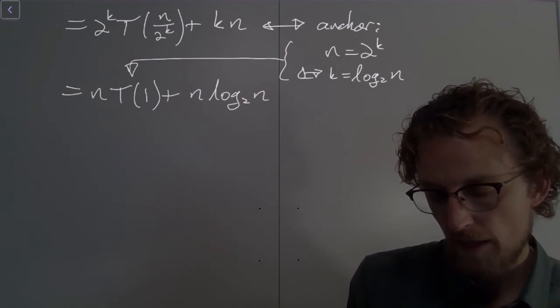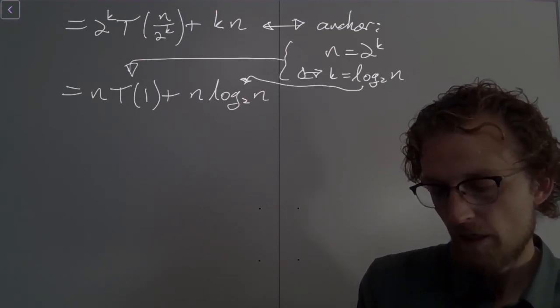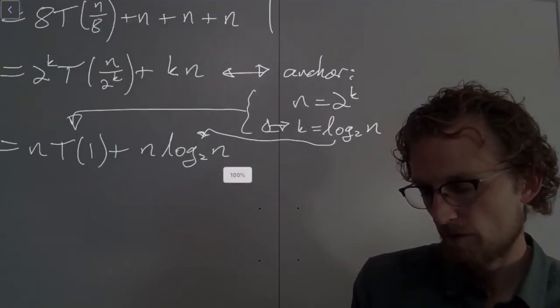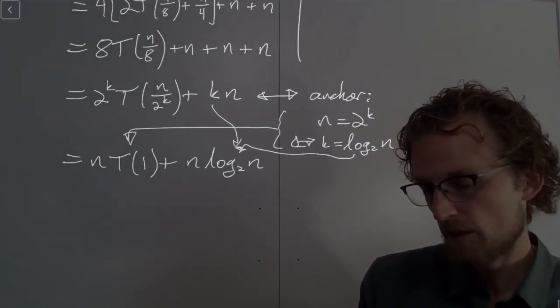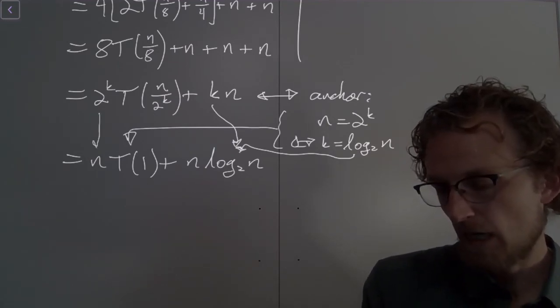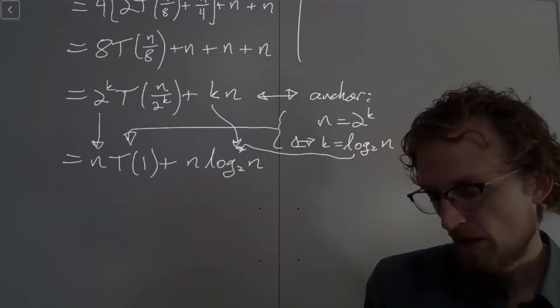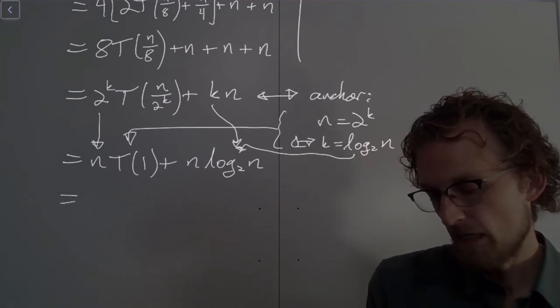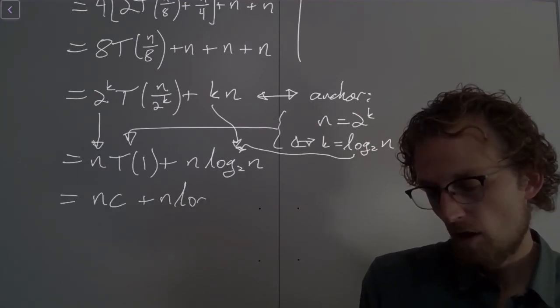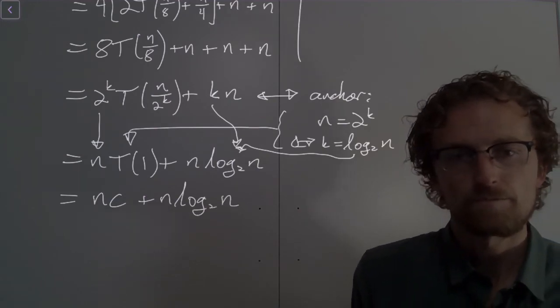Where this log base 2 of n goes here, and it's substituted in for k, right? So this k goes here and changes to log base 2 of n. This 2 to the k becomes n here. And so what's t of 1? Well, it's c, so nc plus n log base 2 of n.